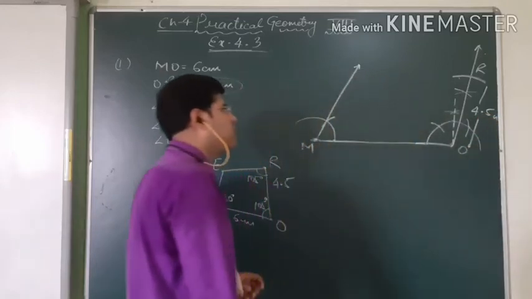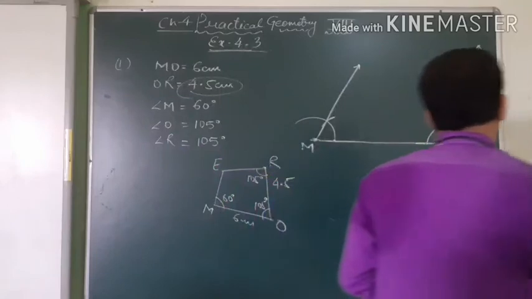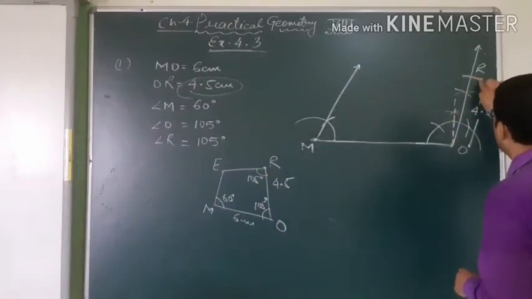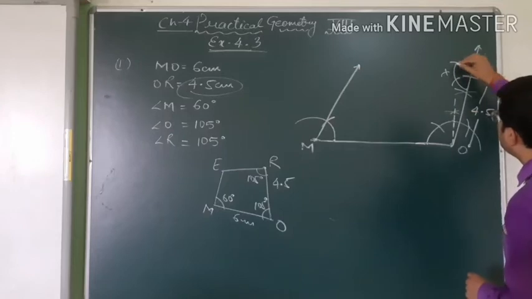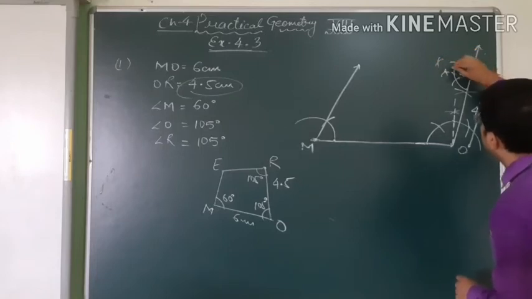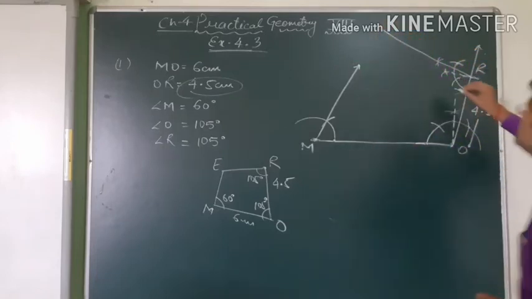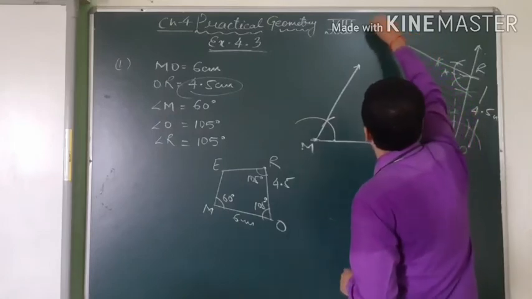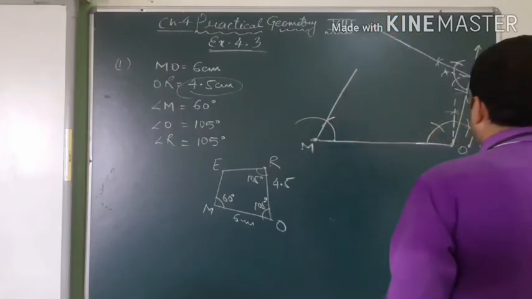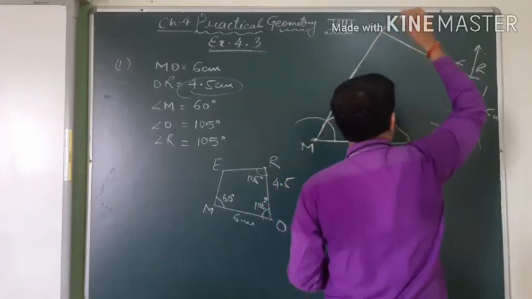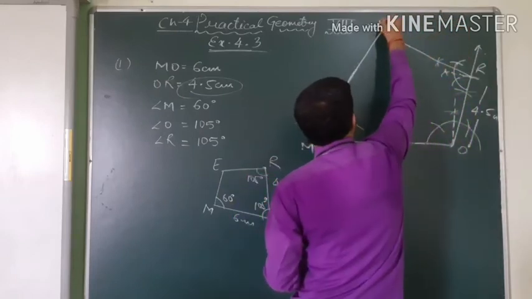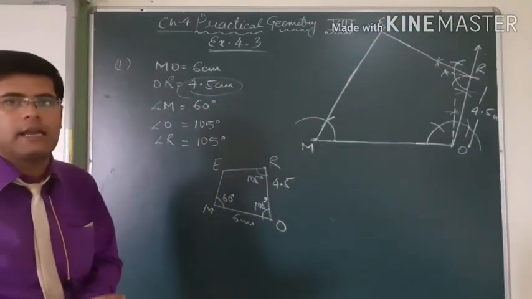Okay students, now from R make another 105. How do we make 105? I will give an idea. First we make 60, 120 and 90. And from 90 and 120 make a bisector of it. This is going like so. If you want to make it intersect, then we have to produce this line segment and let this one be intersected at point E. So this one is MORE.